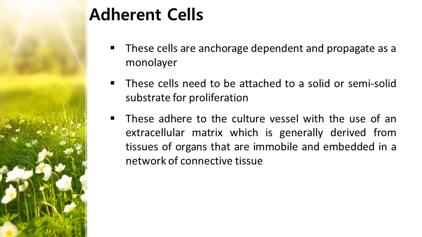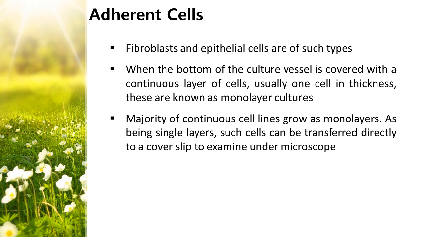So from where is this extracellular matrix obtained? The tissues that we have inoculated produce this extracellular matrix on their own, but they are immobile in nature, but they are able to provide a network of connective tissue. These include, generally it covers different types of cells, for example, fibroblast and epithelial cells.